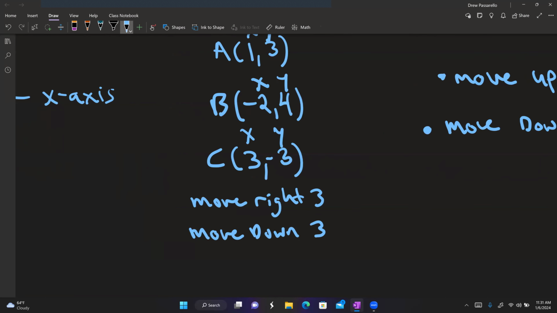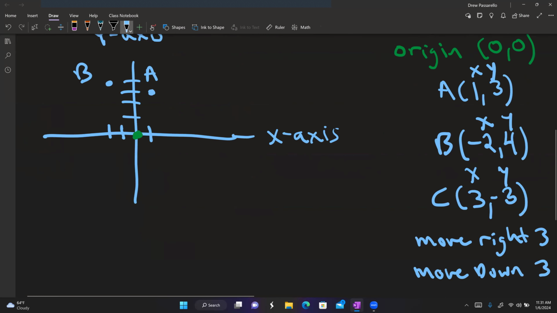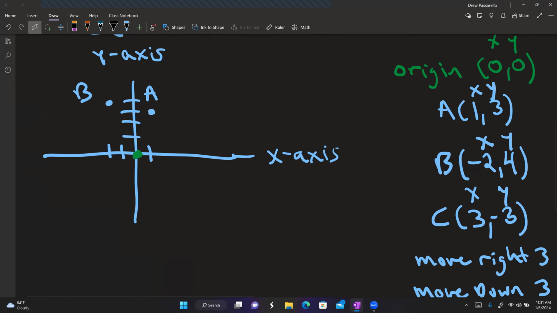Okay, so again, start at the origin, the green point, 0, 0. I'm going to move right 3 units. So that's 3 tick marks to the right on the x-axis from the green point. And then I'm going to move down 3 units. 1, 2, 3. So that's 3 tick marks down from the green point. And so if I take into consideration both, going right 3, down 3, that puts me here. And that's point C.